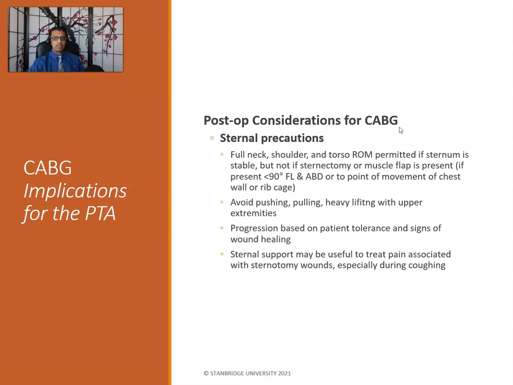Post-op considerations for CABG: full neck, shoulder, and torso range of motion permitted if sternum is stable, but not if a sternectomy or muscle flap is present. If present, less than 90 degrees of full flexion and abduction, or to the point of movement of the chest wall or rib cage. So usually 90 you're okay, but as soon as you start to go up and the rib cage moves, you have to be careful with that. Avoid pushing, pulling, heavy lifting with upper extremities. Progression based on patient tolerance and signs of wound healing. Sternal support may be useful to treat patient pain associated with sternotomy wounds, especially during coughing.